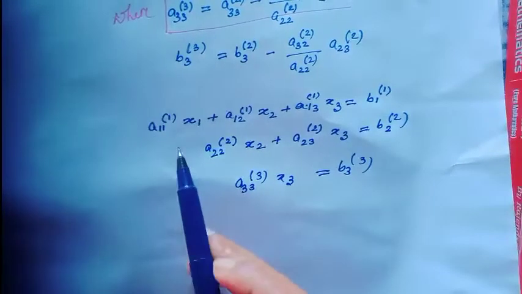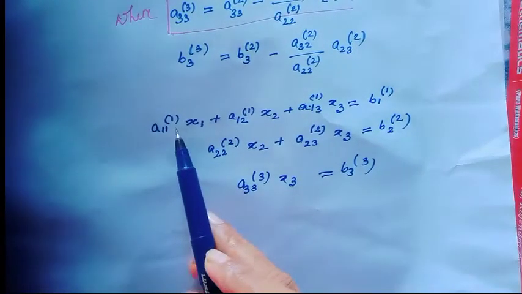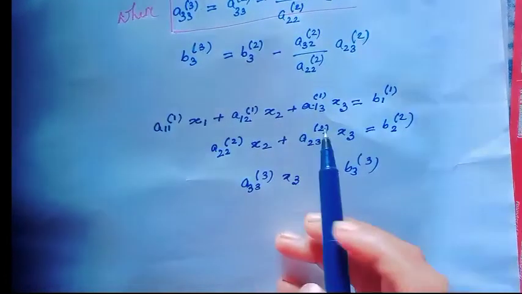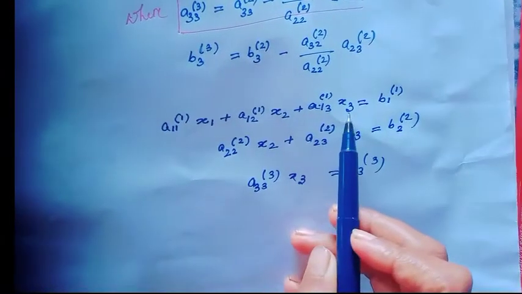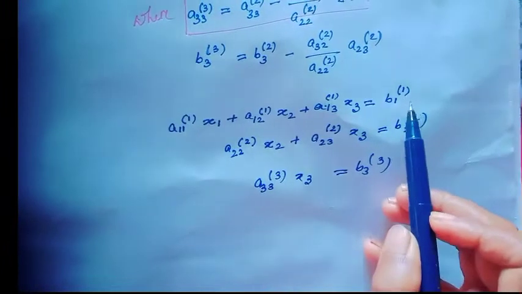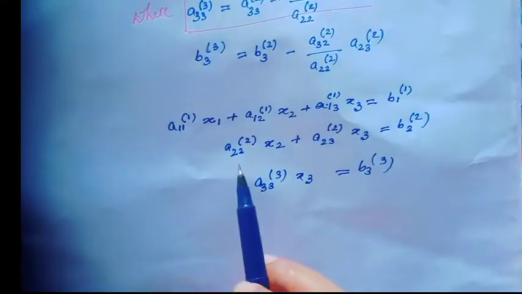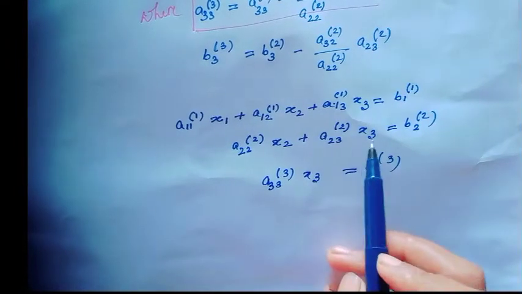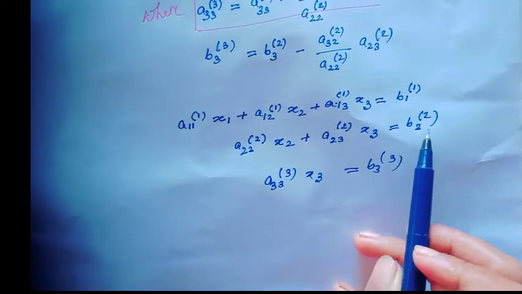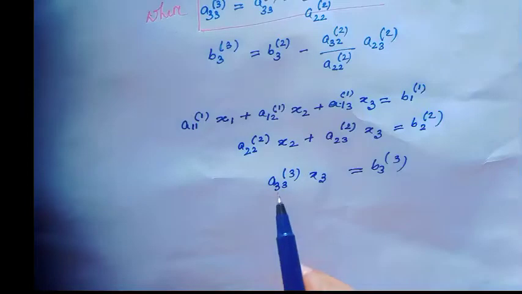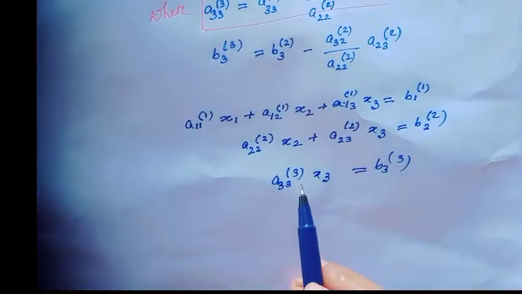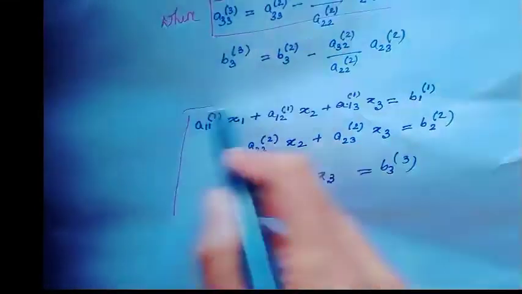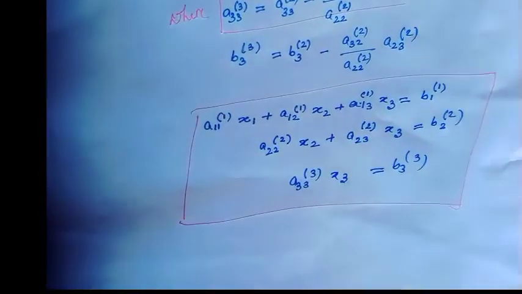Then the original equation would become a11 suffix 1 x1 plus a12 suffix 1 x2 plus a13 suffix 1 x3 equal to b1 suffix 1, a22 suffix 2 x2 plus a23 suffix 2 x3 equal to b2 suffix 2, and a33 suffix 3 x3 equal to b3 suffix 3. This is the reduced form of the original equation.